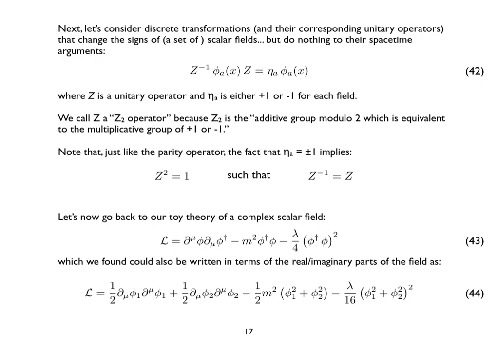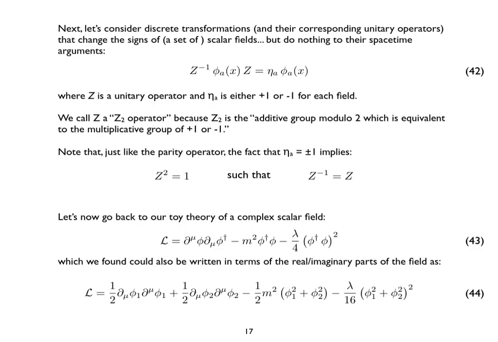So at that point, it works a lot like parity or time reversal. You know that Z squared is equal to 1, so when you operate twice, you get back 1, the identity operator. And so that tells you that the inverse of Z has to be equal to Z.